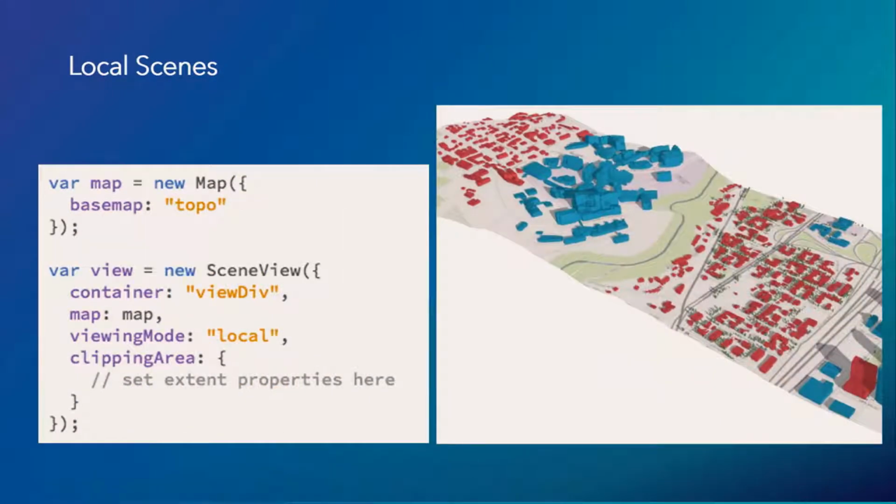Then for the local scenes, you would set the viewing mode to local, and optionally you can also pass in a clipping area, and that will clip your scene to a certain extent that you pass in there. Yeah, that's about it. So it's fairly easy.